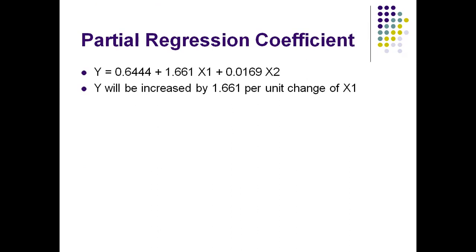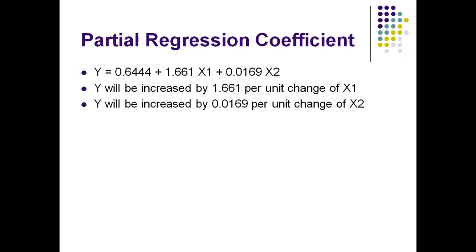Considering x2 is constant, if you increase x1 by 1 unit, then the value of y will increase by 1.661 units. Similarly, if you increase the value of x2 by 1 unit, keeping x1 constant, then the value of y will increase by 0.0169 unit. So this is the concept of partial regression coefficients. If you check these equations, this coefficient is very, very important. You can easily say that x1 is contributing more than x2, so x1 is a very, very important factor here. Okay.